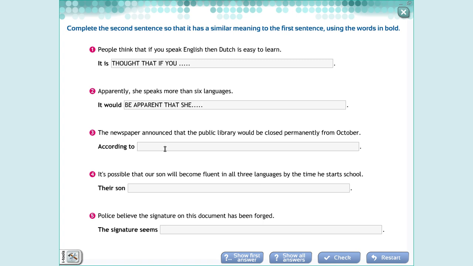The newspaper announced that the public library would be closed permanently from October. According to the newspaper, the public library would be closed permanently from October. Then you continue the sentence.